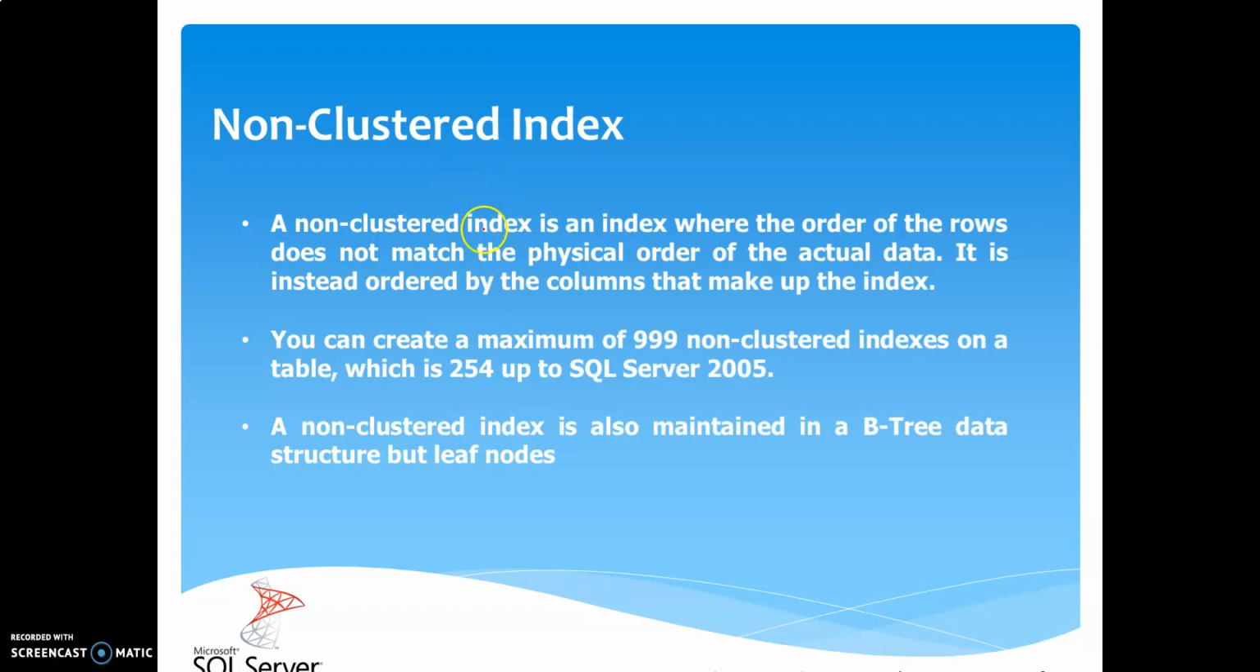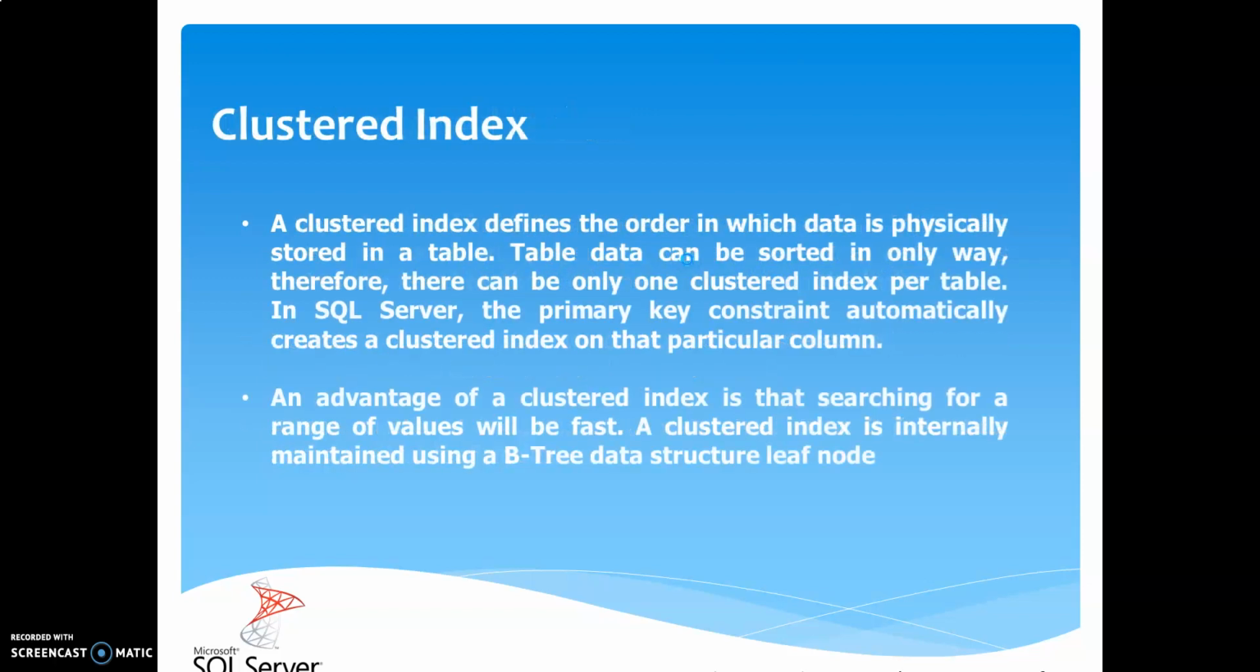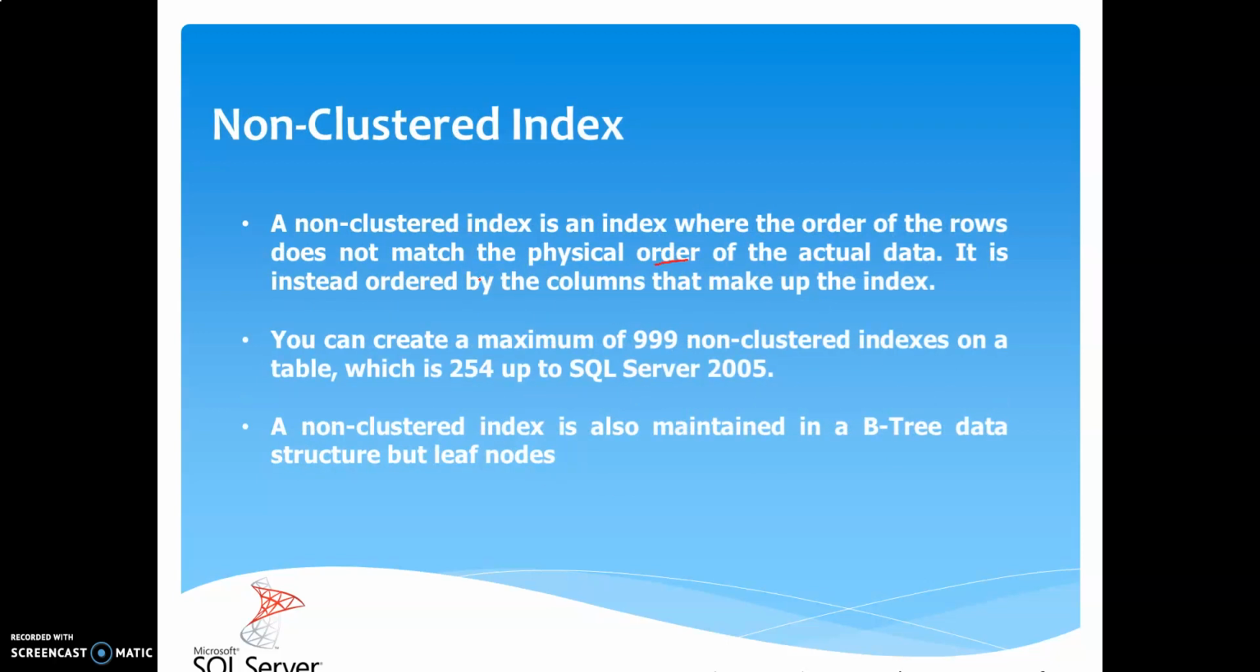A non-clustered index is an index where the order of rows does not match the physical order. In a clustered index, the order of data is physically stored in the table, but in the case of a non-clustered index, it does not match the actual data. It is instead ordered by the columns that make up the index. We can create a maximum of 999 non-clustered indexes on a table, which was 254 before SQL Server 2005.